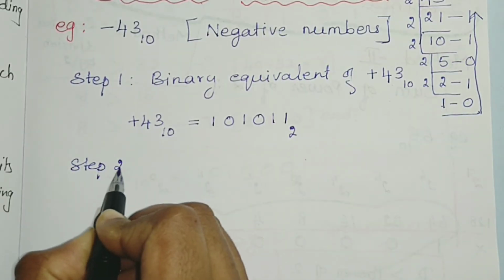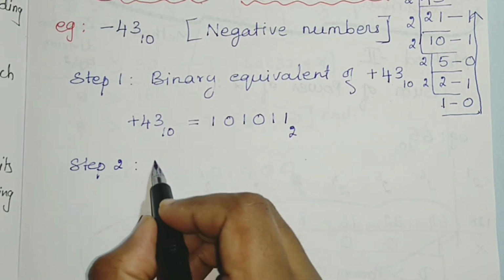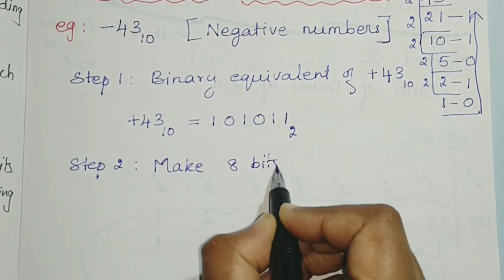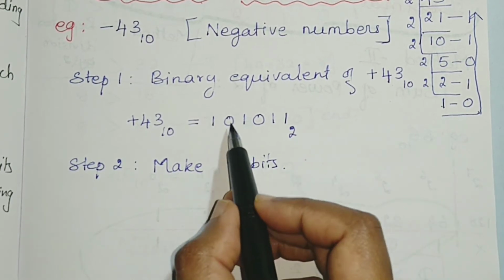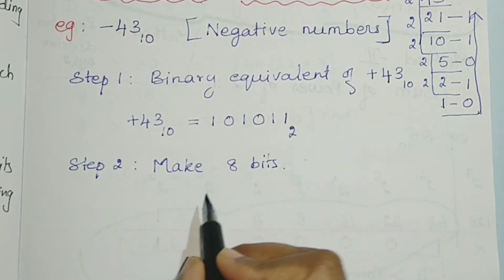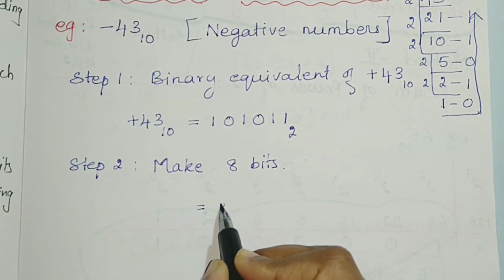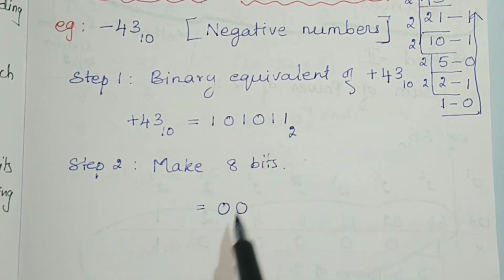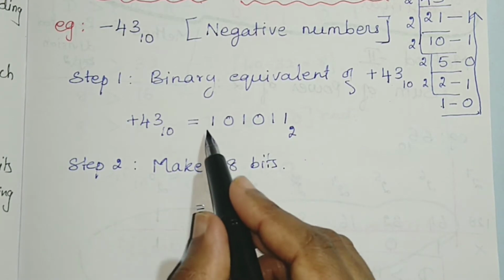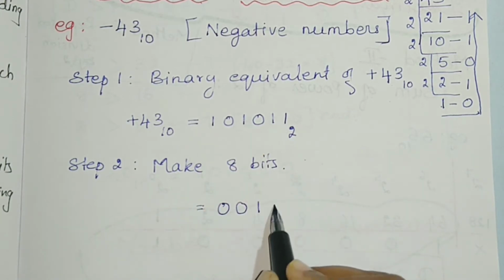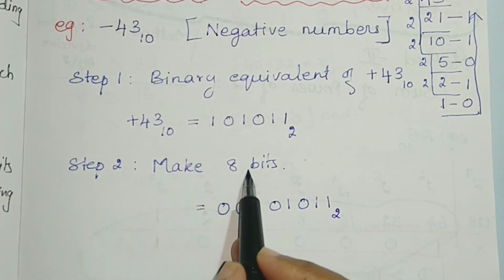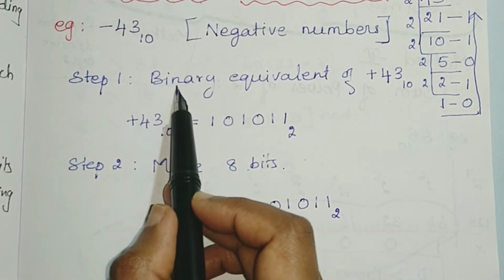Step 2. Now it is time to count how many bits are there in the given binary number. If it is not 8 bits, we have to make the binary number into 8 bits. Simply add zeros. Here we have 6 bits in total. So I added 2 zeros in front and wrote the complete binary number as it is. The value of the given binary number will not be changed.